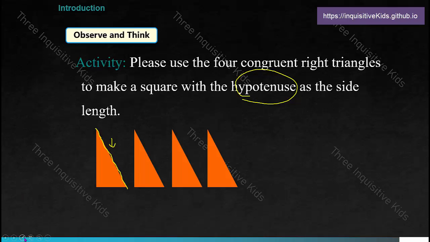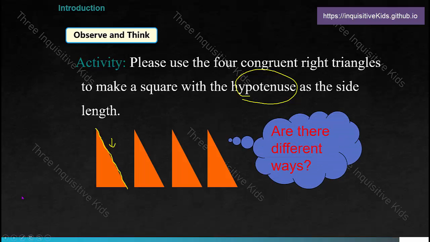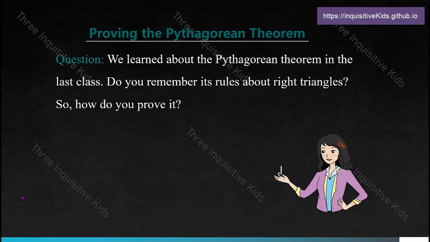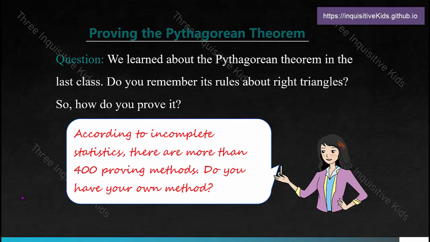So what did you come up with? Well, are there different ways or just one way? So, proving the Pythagorean theorem. We learned about the Pythagorean theorem in the last class. Do you remember its rules about right triangles? So, how do you prove it? According to incomplete statistics, there are more than 400 proving methods. Do you have your own proving method? If so, please tell us in the comments down below.